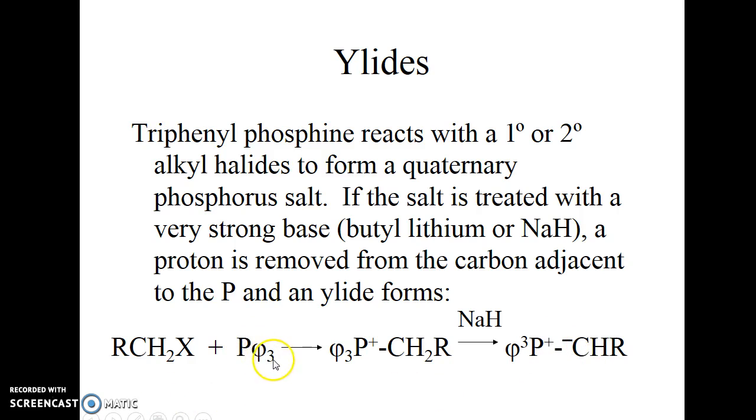This is triphenyl phosphine, so these are 3 benzene rings. It has a non-bonding pair and can do nucleophilic attack on an alkyl halide. The halide leaves, and we get this product. Because the non-bonding pair on the phosphorus attacked the carbon to form that single bond there, it now has a positive charge. If we treat it with a strong base like sodium hydride or butyllithium, we remove one of the protons here, and that forms this ylide.